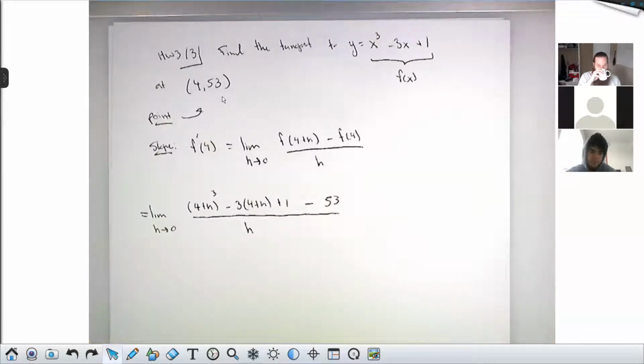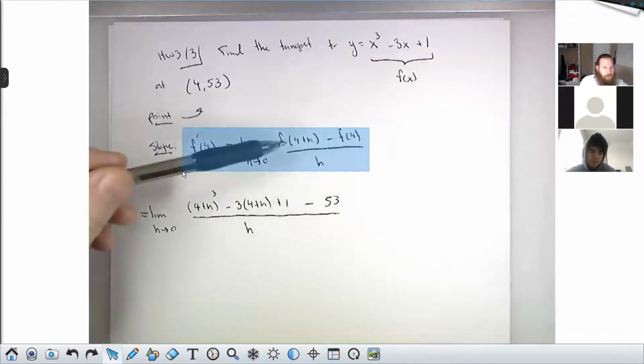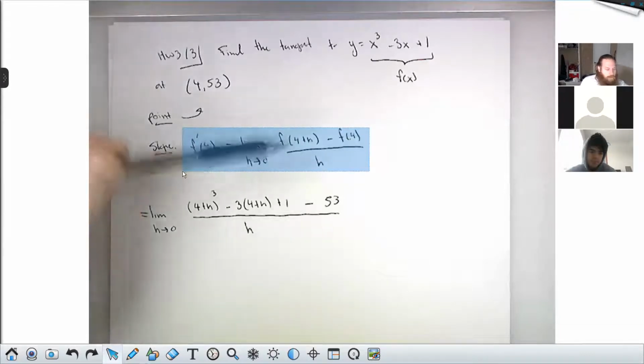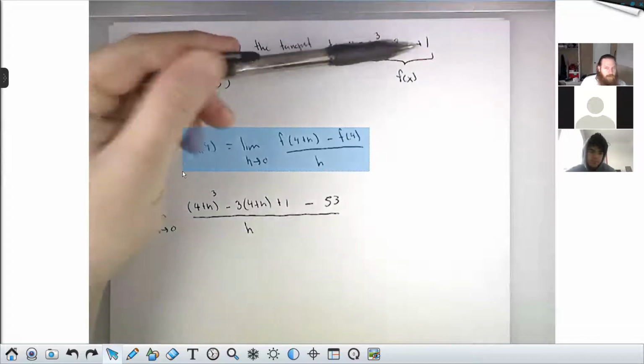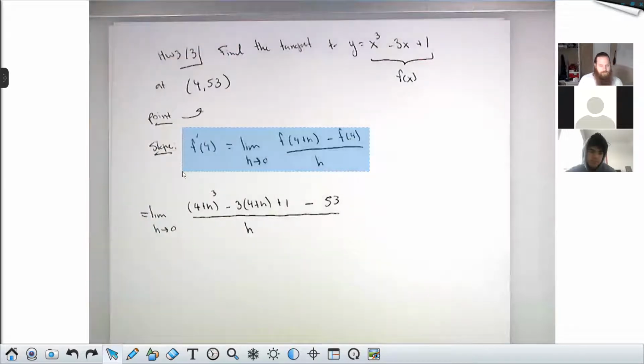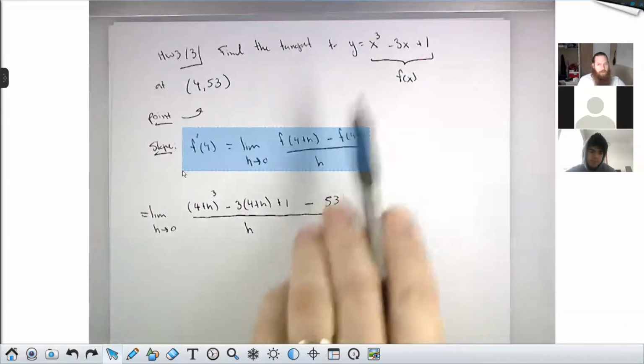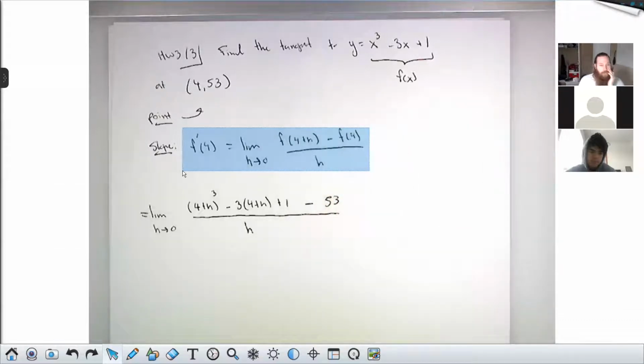Good so far? Okay, so why did you plug in (4 plus h) cubed? Well, look at the previous one. This is the definition of f prime of 4. F of 4 plus h is what you get by plugging 4 plus h in for x, just like f of 4 is what you get by plugging 4 in for x. So it's just following the definition, following the function notation here.